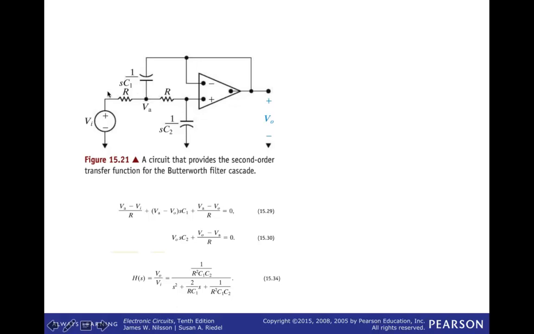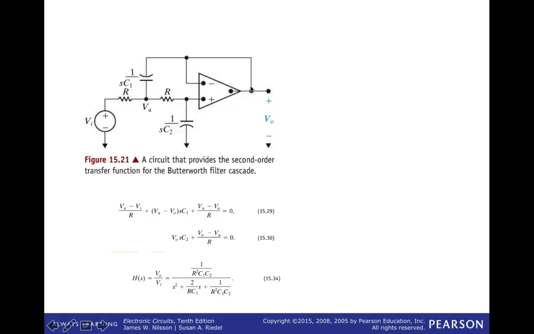So I have VA minus VI over R. I have VA minus V out over the capacitive impedance for C1. And then I have VA minus V out over R, which is this path. So then I also have an equation written here at the node V out.